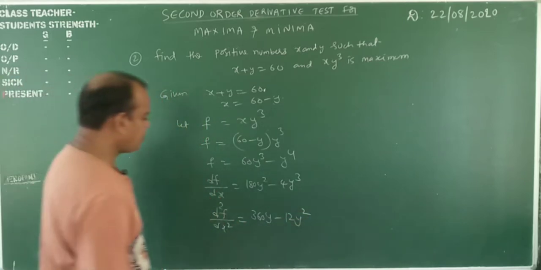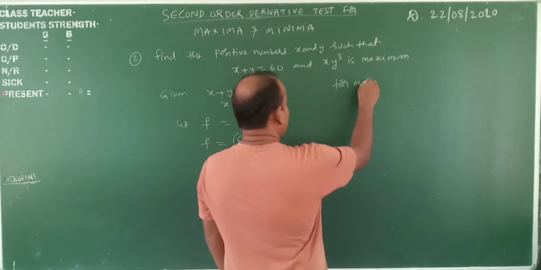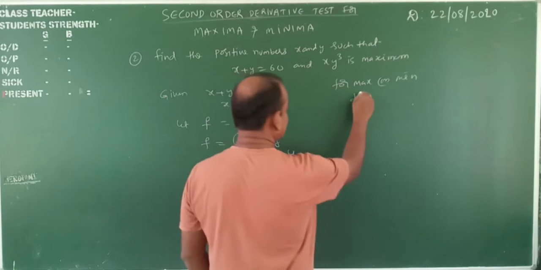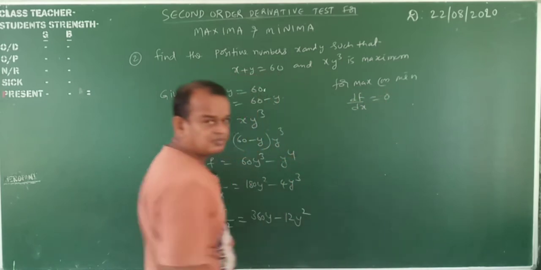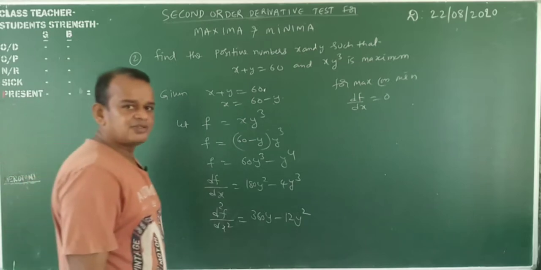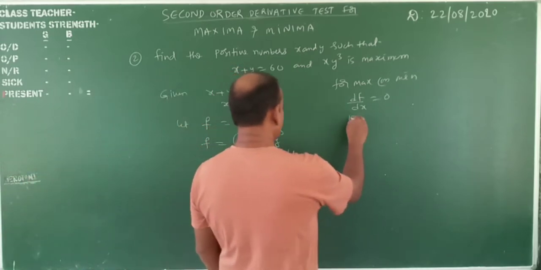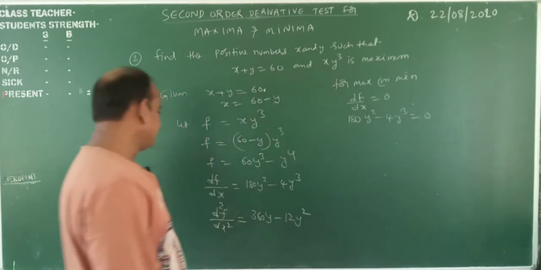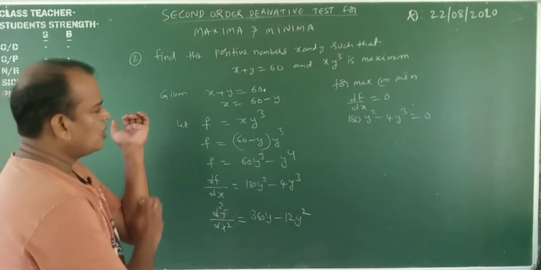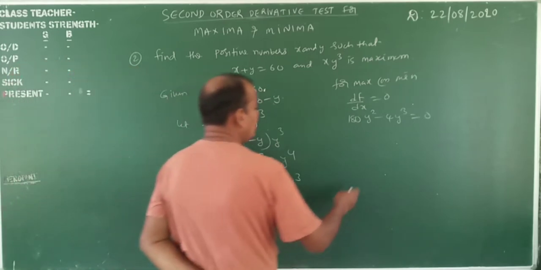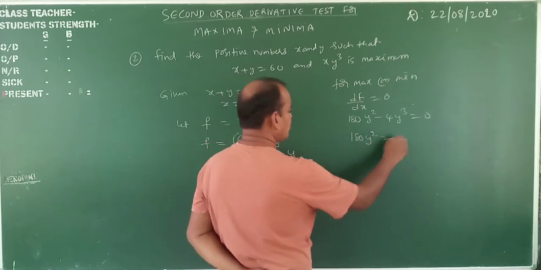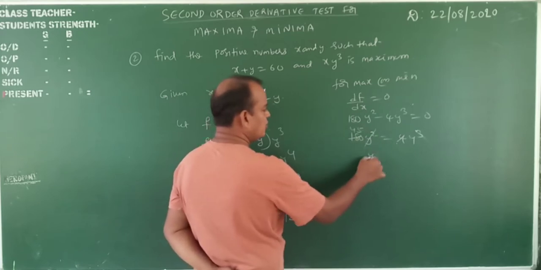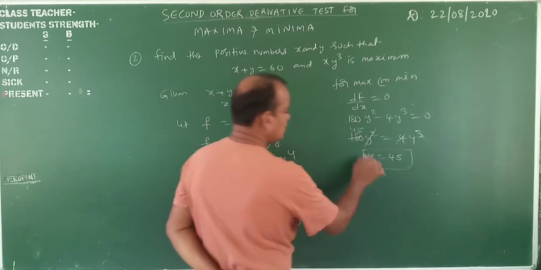For maxima and minima, what happened? For max or min, write the critical points: df by dy is equal to 0. Means 180 y square minus 4 y cube is equal to 0. Now 180 y square is equal to 4 y cube. Now y square and y cube cancel. 4 ones are 4, 4 fours are 16, 4 fives are 20. Now y is equal to 45.